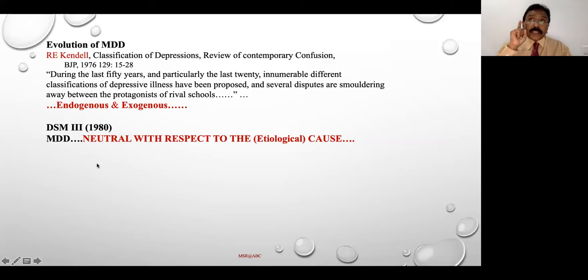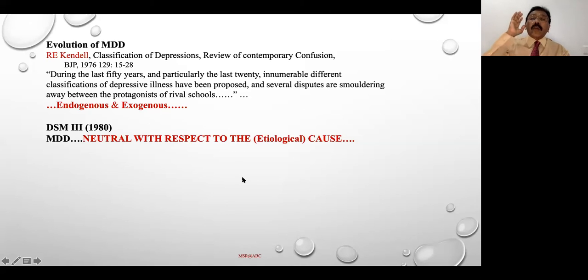This is DSM-III. I think most of you know that it's revolutionary in that for the first time, the classificatory system broke away from the psychoanalytical school and used symptom clusters. And the most important thing is that it is neutral with respect to etiology. Endogenous means more biological, endo, within; exo, coming from outside, reactive. So this has done away with that, neutral with respect to the etiological cause.